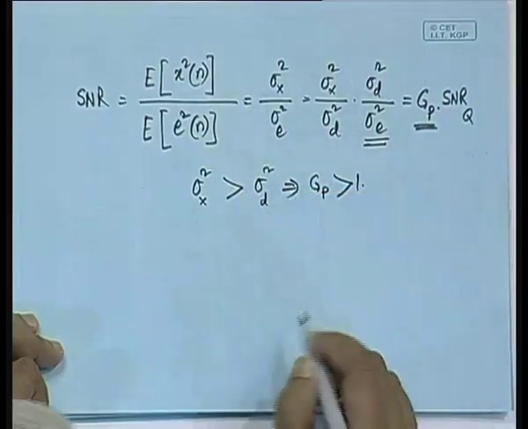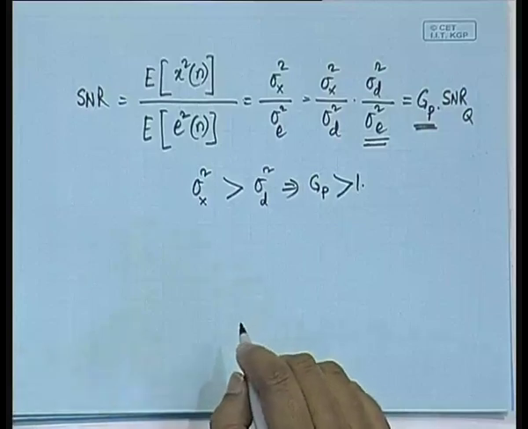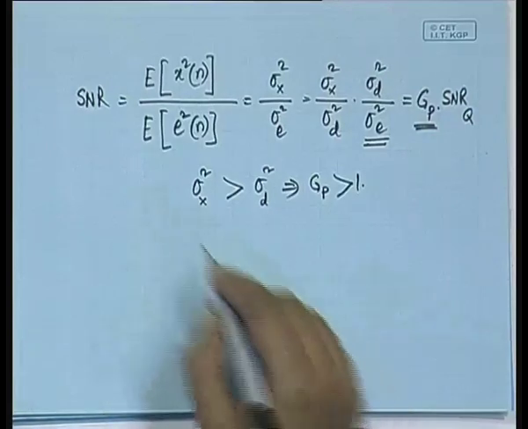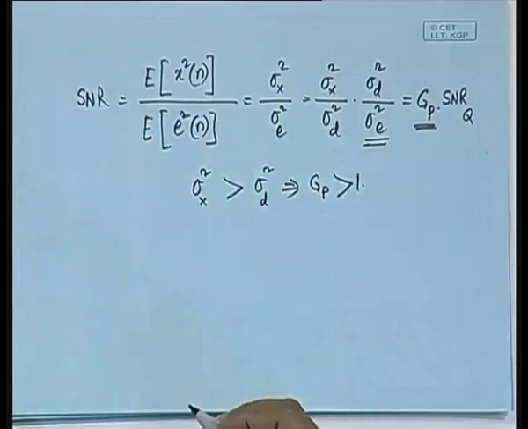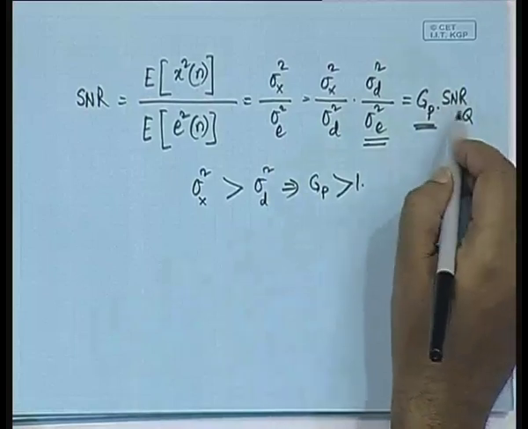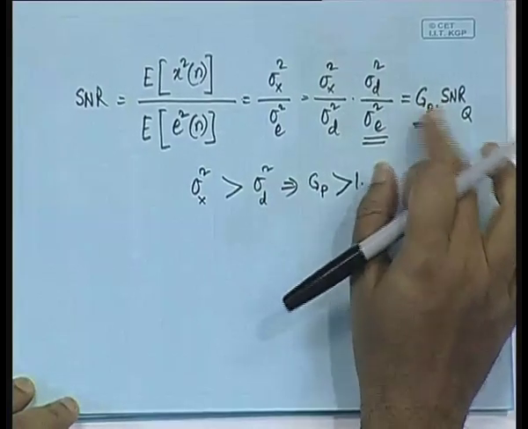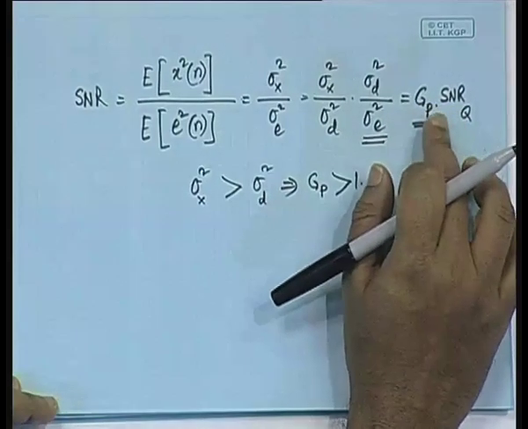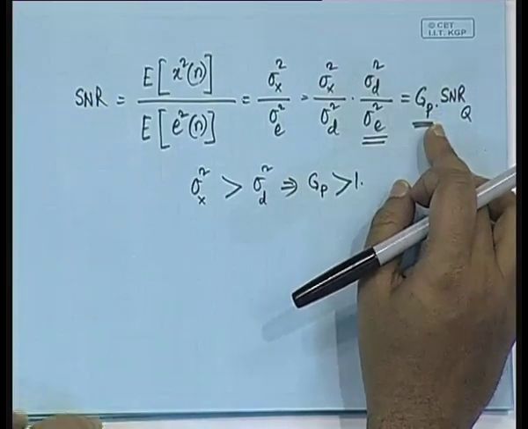So this implies that Gp is greater than 1, and Gp greater than 1 means that the overall signal to noise ratio we obtain from the differential quantization scheme will be higher than the normal signal to noise ratio of the quantizer. So we have to really achieve that this Gp should be on the higher side. Now, is it possible?